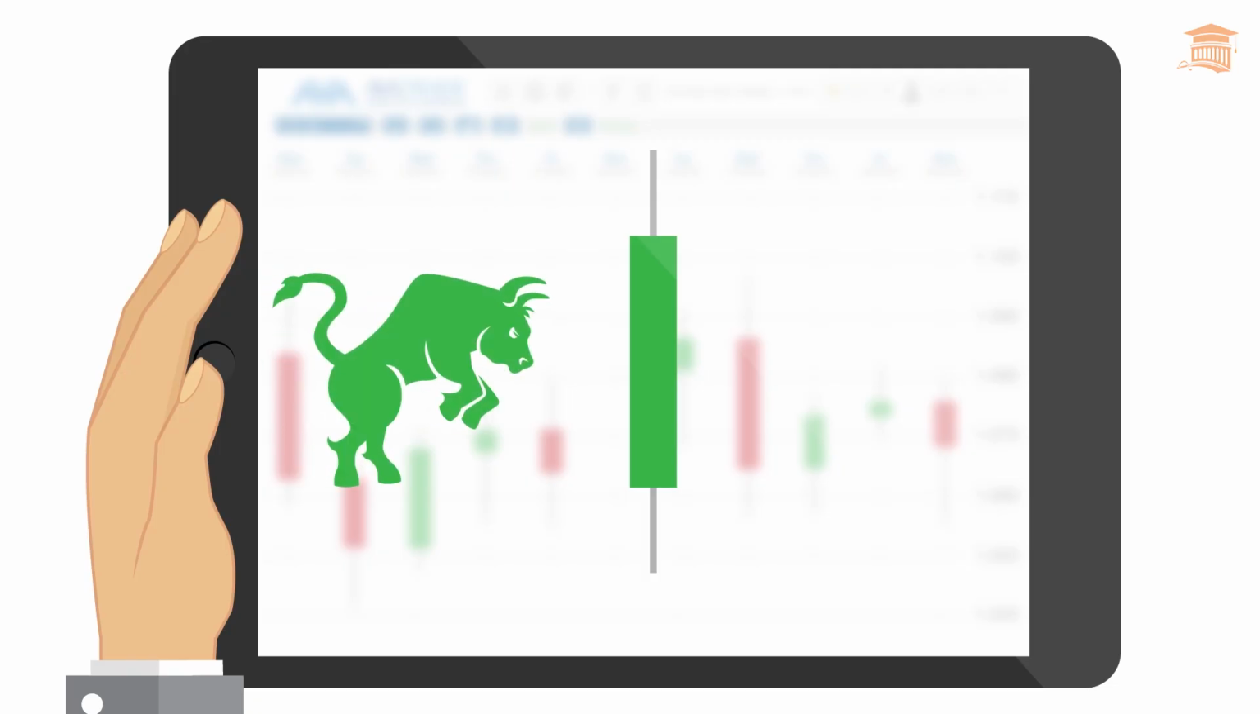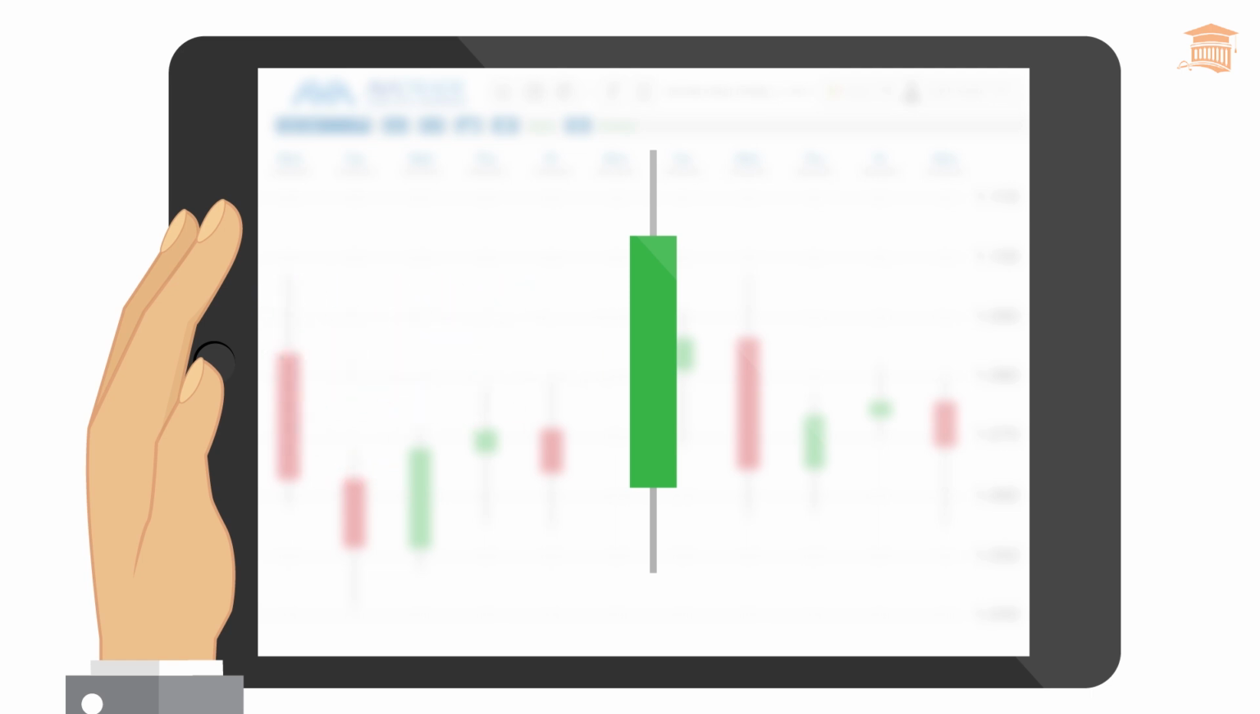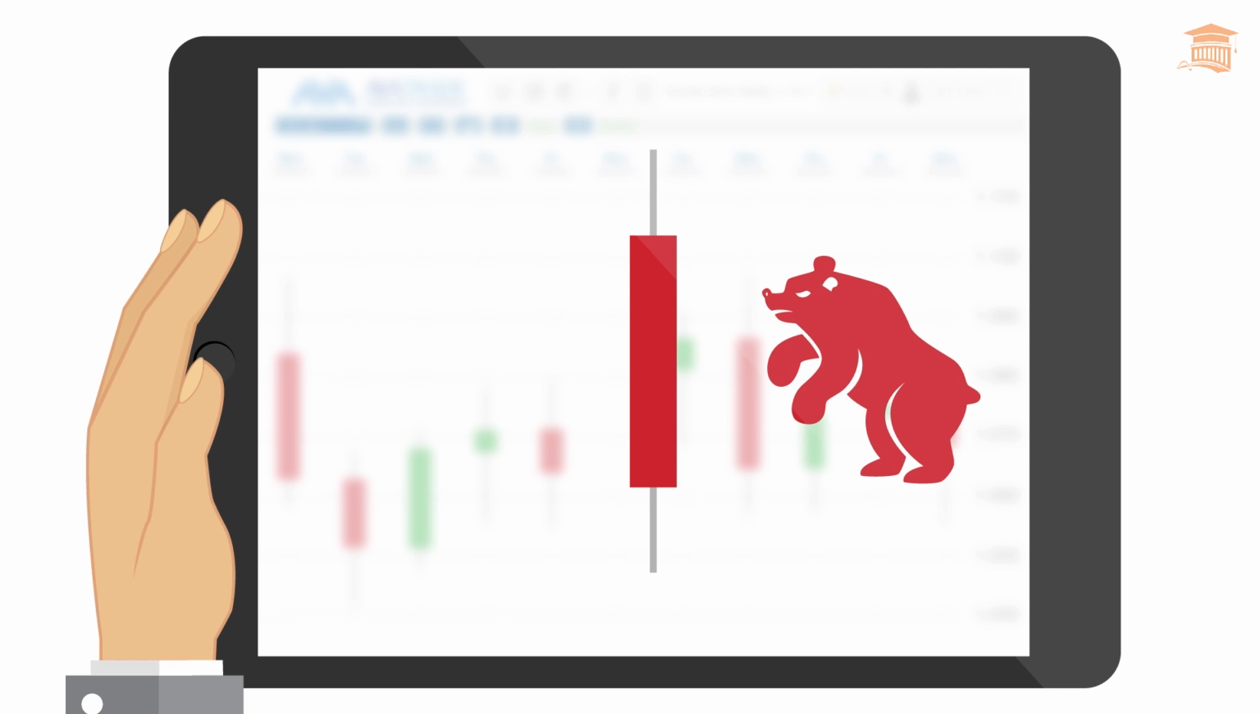Now, let's look at a daily chart where each candlestick represents one day of trading. Here, the body is green, meaning a bullish move. The price rose during that time frame. A red candlestick represents a bearish movement, or a close that was lower than the open. You can easily change the color scheme in your platform.